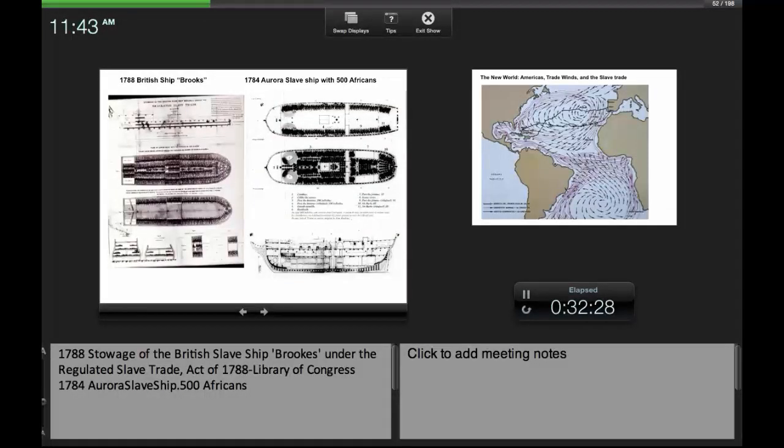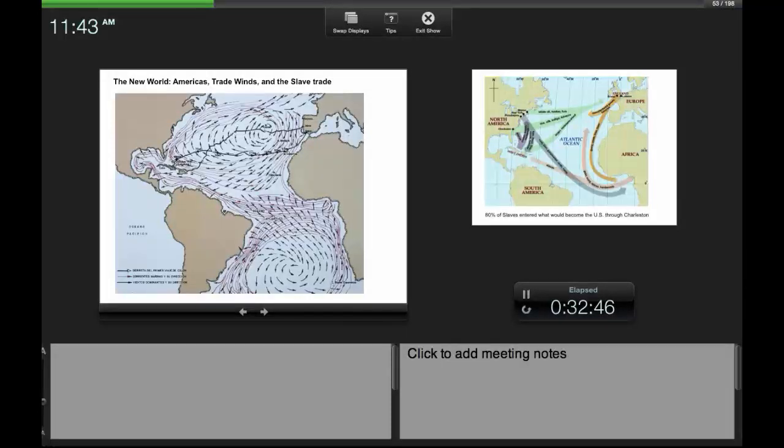So ships that were designed to hold massive amounts of goods for ballast and speed and defense now are redesigned for the purpose of carrying slaves. And so ships are redesigned. You can see maps on how to best stack them full of the most valued. And then you use the trade winds to create what we call the triangle trade, which is not accurate.